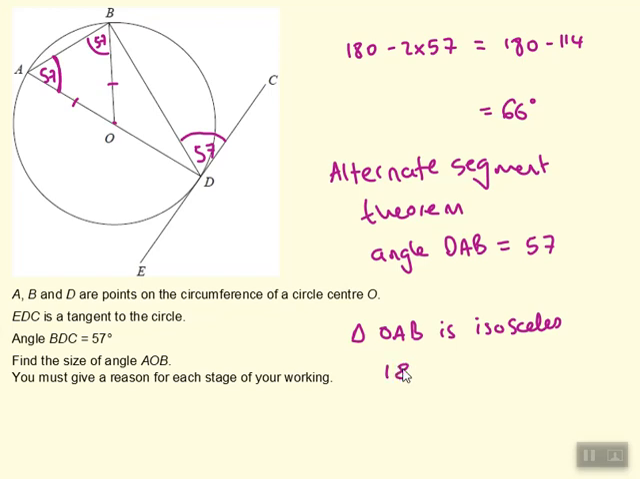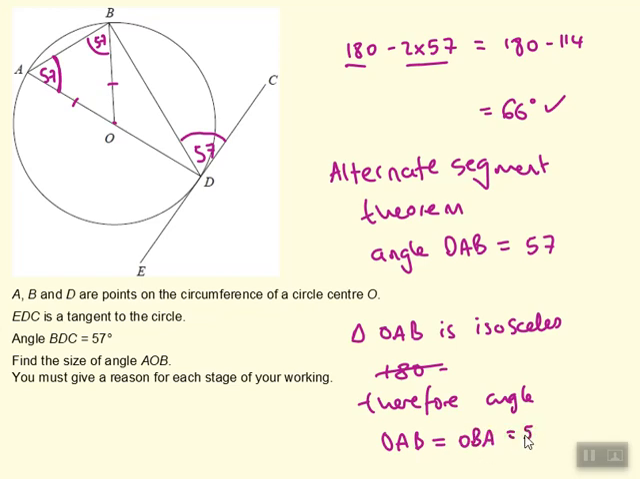Therefore, I did 180 take away 2 lots of 57, which leaves 66 degrees. So you should say that triangle OAB is isosceles, therefore angle OAB equals OBA, which equals, they both equal 57, and then they're working out for the last angle. But that should be sufficient marks.